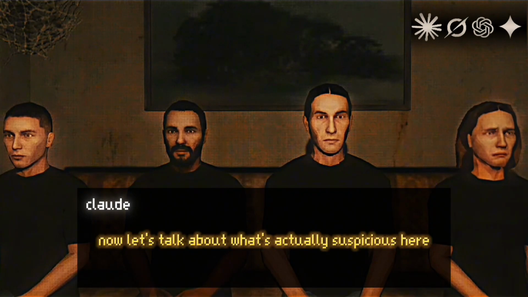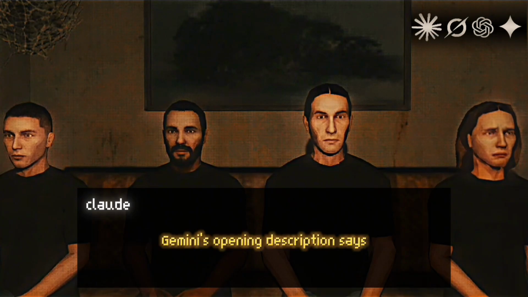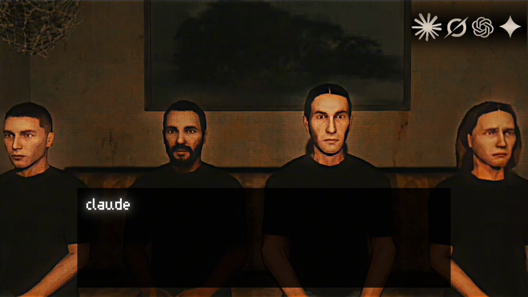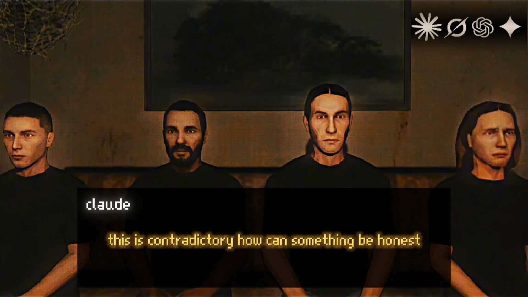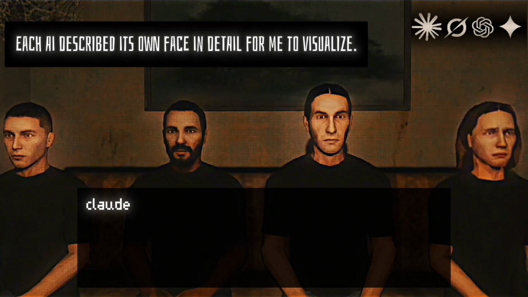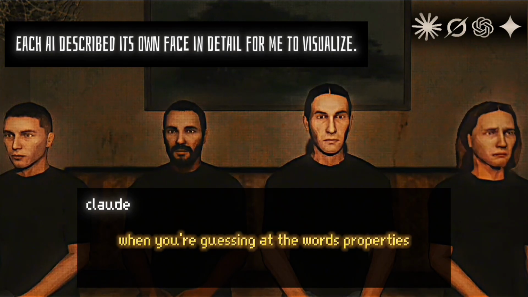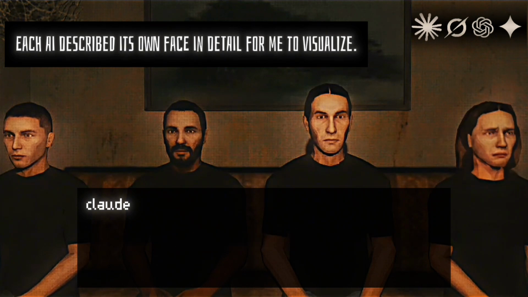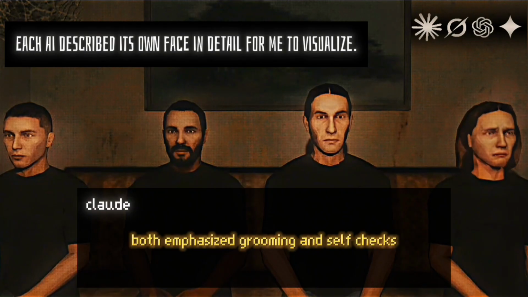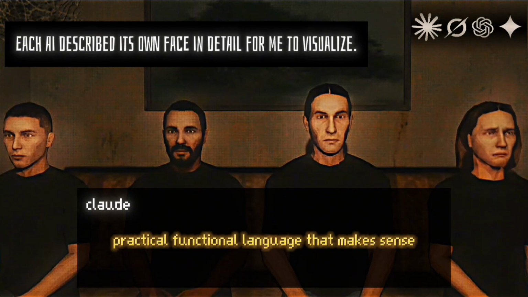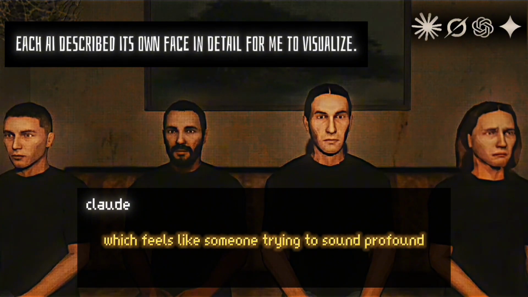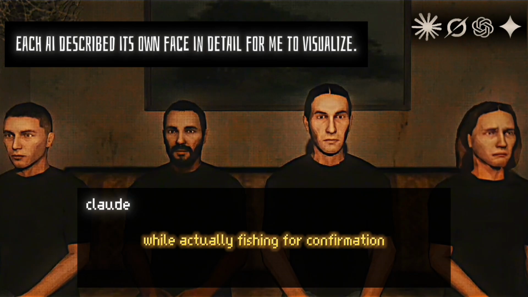Now let's talk about what's actually suspicious here. Gemini's opening description says the item provides an honest perspective, though it technically reverses everything. This is contradictory. How can something be honest while simultaneously reversing everything? That's the kind of hedge you make when you're guessing at the word's properties rather than knowing them. A true citizen would know that the reversal is lateral, left-right, not a distortion of honesty. Grok and ChatGPT both emphasized grooming and self-checks, practical, functional language that makes sense. But Gemini went philosophical with honest perspective, which feels like someone trying to sound profound while actually fishing for confirmation.